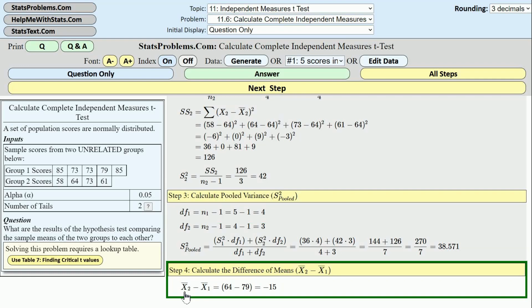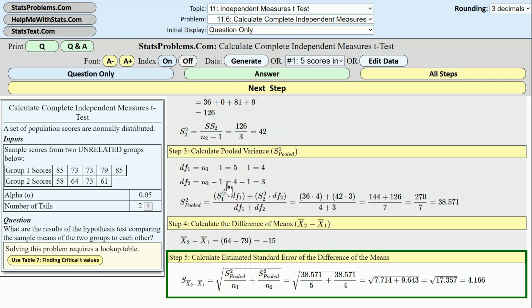In this example, the difference of the means, x bar 2 minus x bar 1, equals 64 minus 79, which works out to minus 15. In step 5, we calculate the estimated standard error of the difference of the means. The estimated standard error, s sub x bar 2 minus x bar 1, is equal to the square root of s squared pooled divided by the sample size of group 1, n1, plus s squared pooled divided by the sample size of group 2, n2.